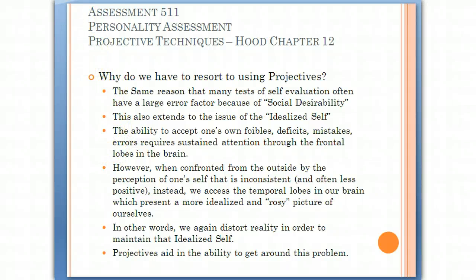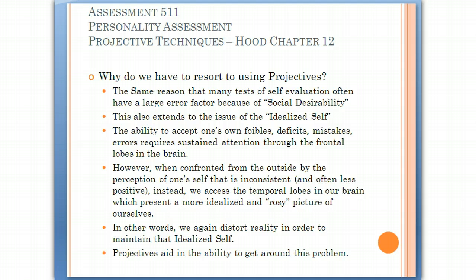Okay, so this is part two of our PowerPoint for Projective Techniques, Hood, Chapter 12. And oftentimes people ask, so why do we have to resort to using projectives? Well, it's really the same reason that many tests of self-evaluation often have a large error factor because of social desirability. This also extends to the issue of the idealized self.